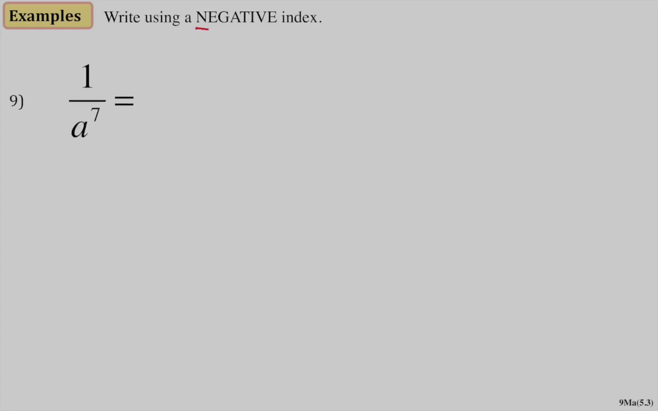Now, we want to write with negative indices. Well, if I move the a to the power of 7 across the fraction line, it becomes a to the power of minus 7, and the times 1 out the front doesn't change anything. If I go h to the power of 15 and move it across the fraction line, I end up with 1 times h to the power of minus 15.